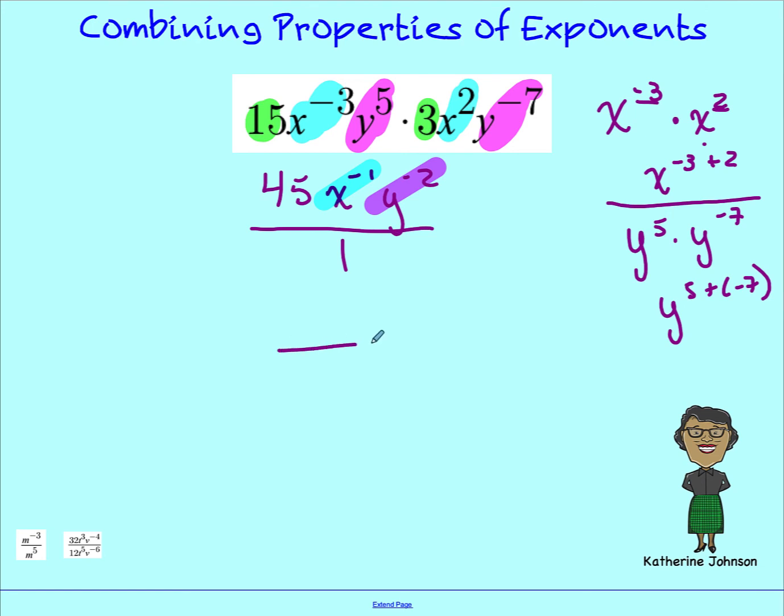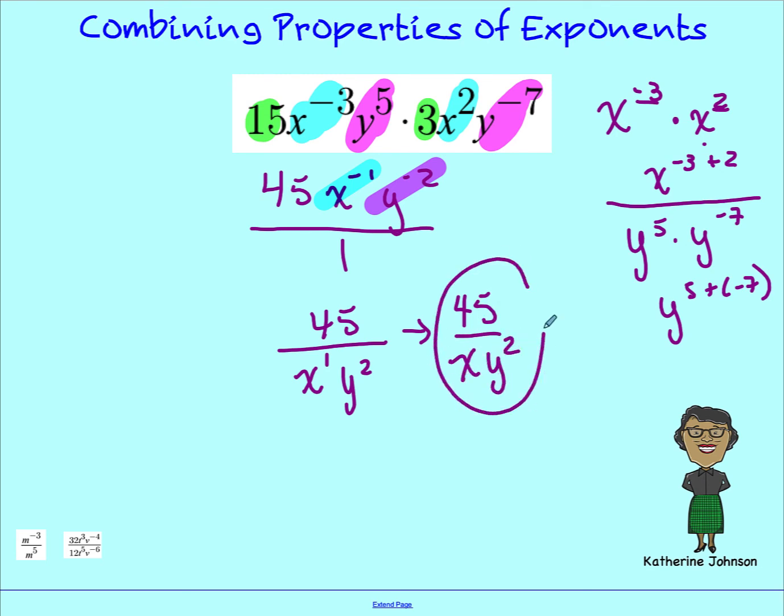So 45 is going to stay in the numerator. X to the negative 1, when I move it to the denominator, it becomes x to the positive 1. And y to the negative 2, when I move it to the denominator, becomes y squared. And remember, you don't have to write an exponent of 1. So we would write this 45 over the product x times y squared.